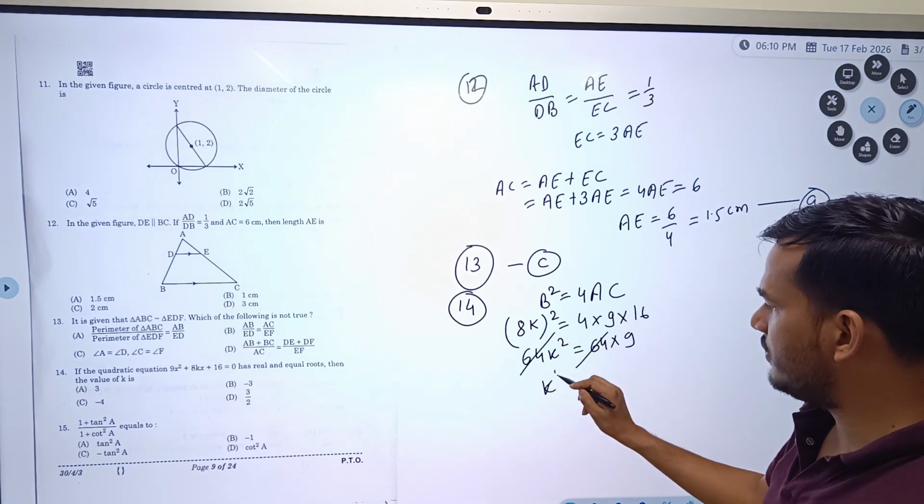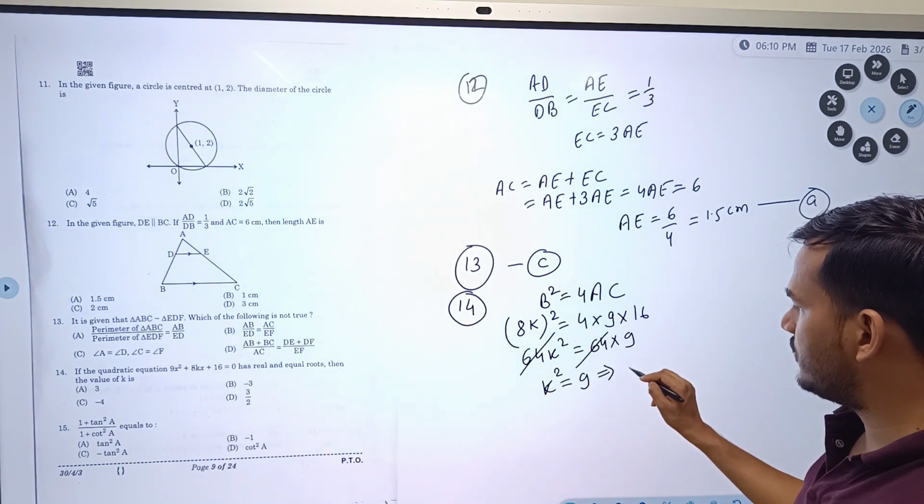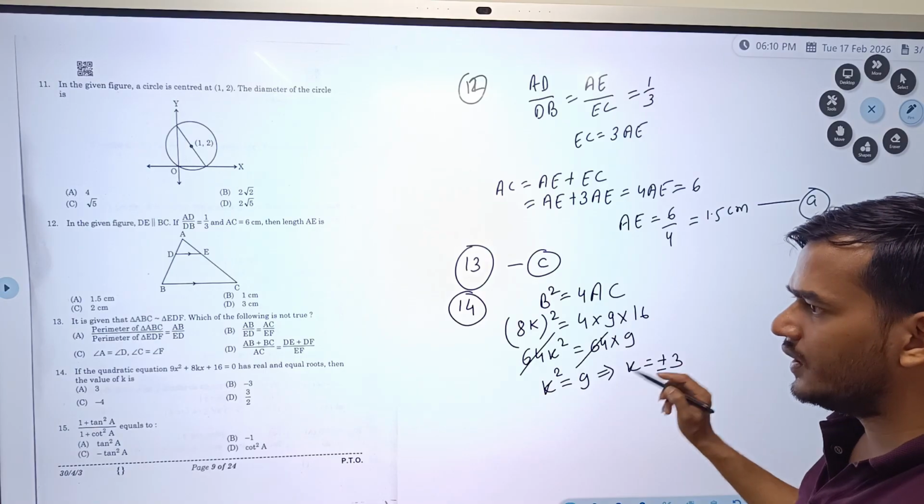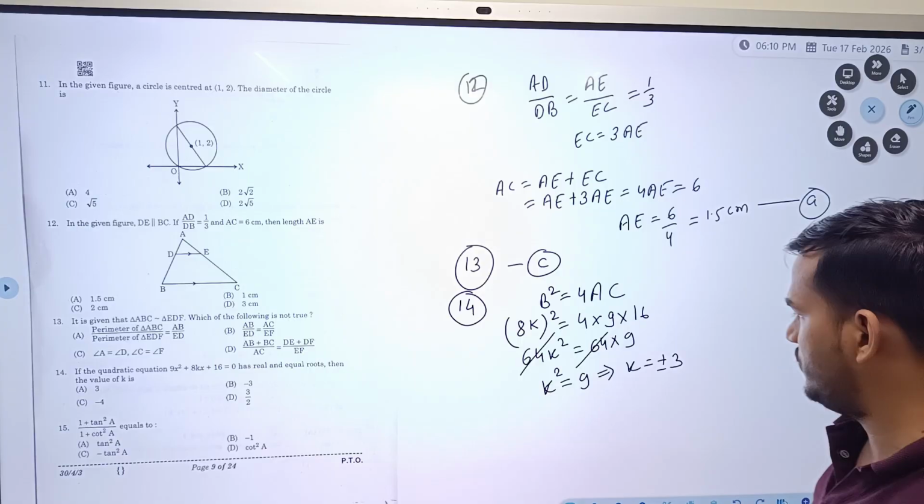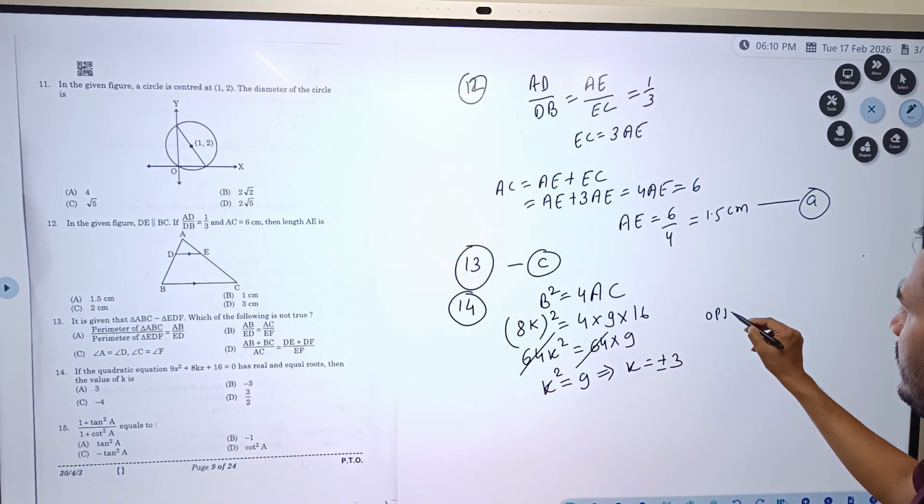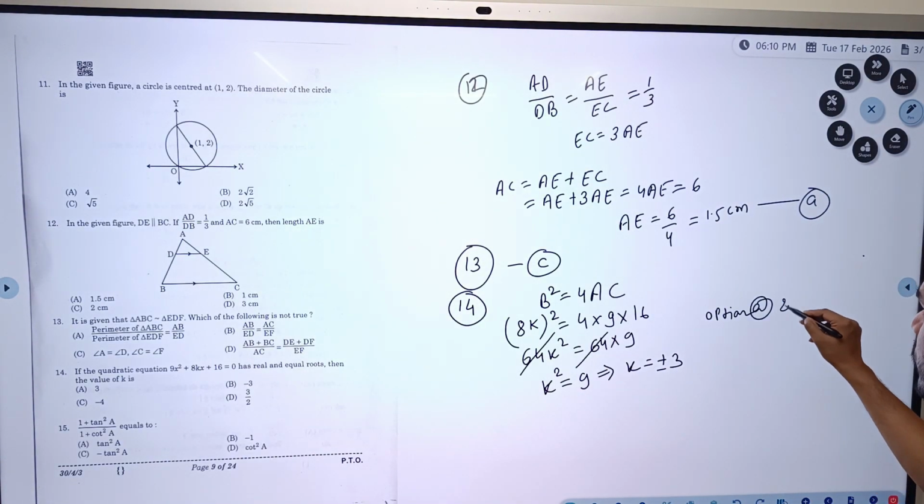64 cancelled, k square equal to 9 or k is equal to plus minus 3. So see, both option A and B are true in this question.